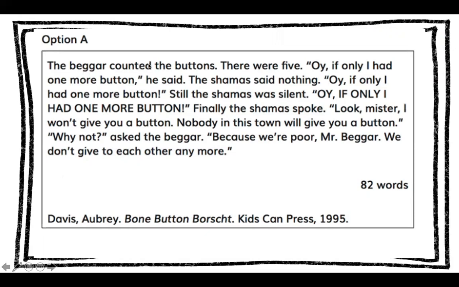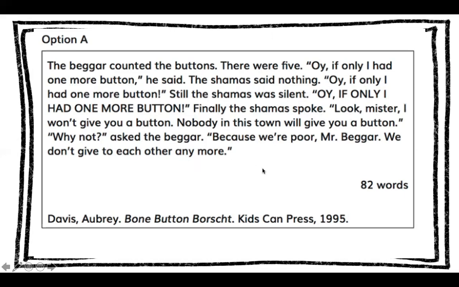The beggar counted the buttons. There were 5. "Boy, if I only had one more button," he said. The shaman said nothing. "Boy, if I only had one more button." Still the shaman was silent. "Boy, if only I had one more button." Finally the shaman spoke. "Look, mister, I won't give you a button. Nobody in this town will give you a button." "Why not?" asked the beggar. "Because we're poor, Mr. Beggar. We don't give to each other anymore."